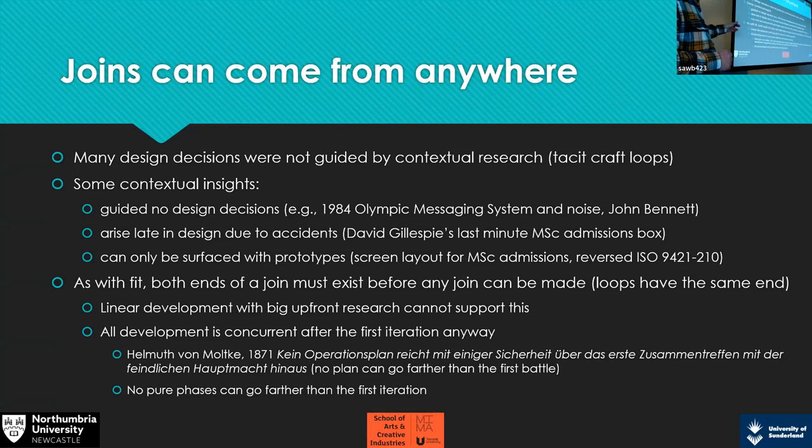So a join must exist before any join can make both ends. I mean, the whole thing about the ISO standard now is it's still linear, big up front. It can't support any of this. Until you've got the context and the design in place, you can't reason about the relationship between them. And the other thing is that all development is concurrent after the first iteration. Once you've got round once, you've done everything. So from the second iteration onwards, you are unpicking and restitching.